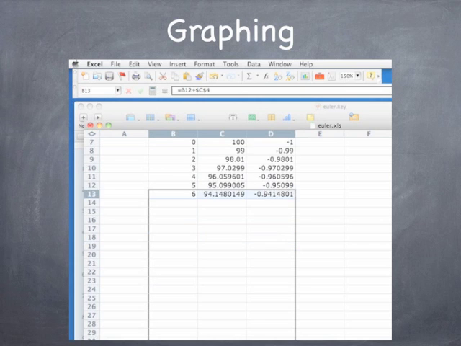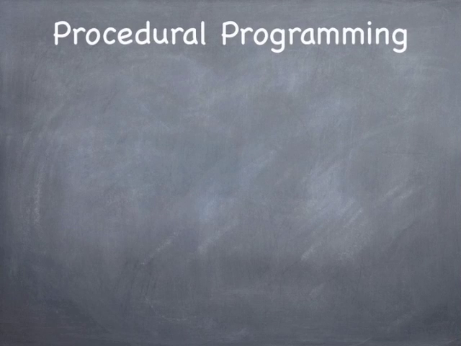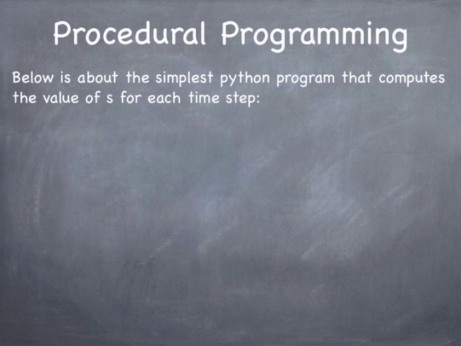The other strategy we're going to be using is procedural programming. We're going to write computer programs that do the same basic process, except in this case there are no cells, there are variables. So here's a simple Python program. You define lambda, dt, the initial value of s, and the initial value of t, and then you write a loop.